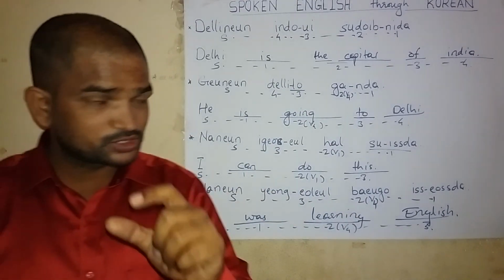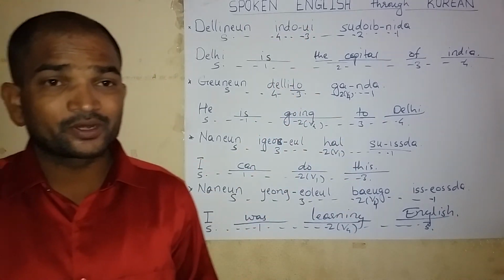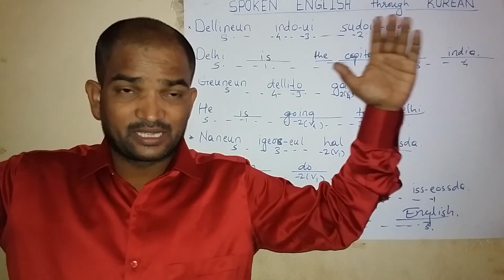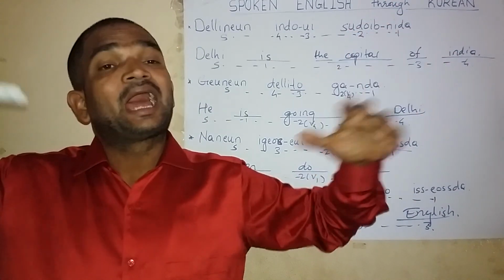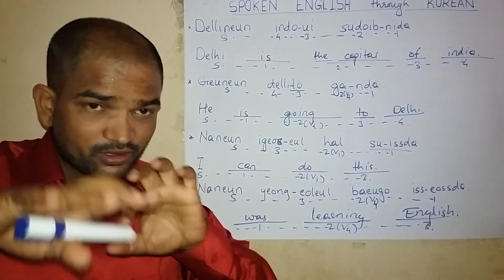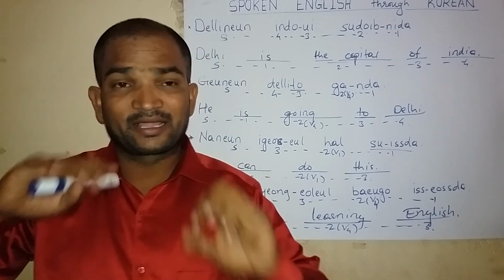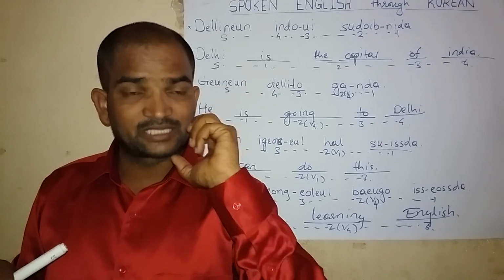Now pause the video and looking at all these Korean sentences, you should try to speak all sentences in English language again and again till you get fluency. And while trying orally at that time with your fingers, you should try to type all these sentences in comment box again and again. Now pause the video and try yourself. Start.